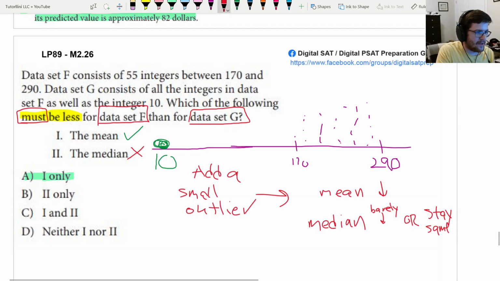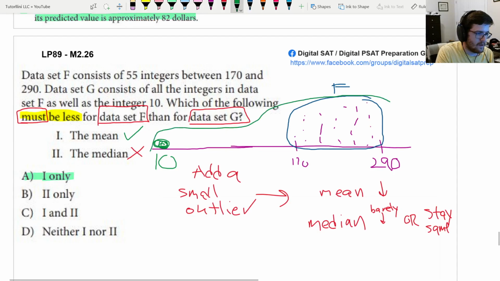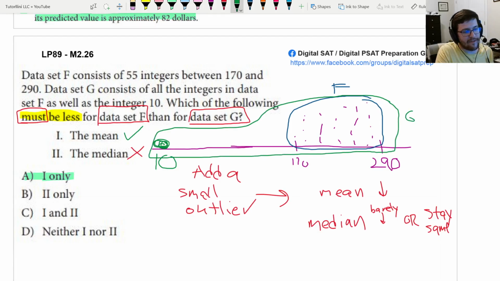Dataset F, here, let me add this to the drawing so that it makes more sense. This is F, and then the whole thing is G. So yes, adding that 10 does make it smaller, but I mixed them up, F and G. F is the one without the outlier, so that one actually has a bigger mean.